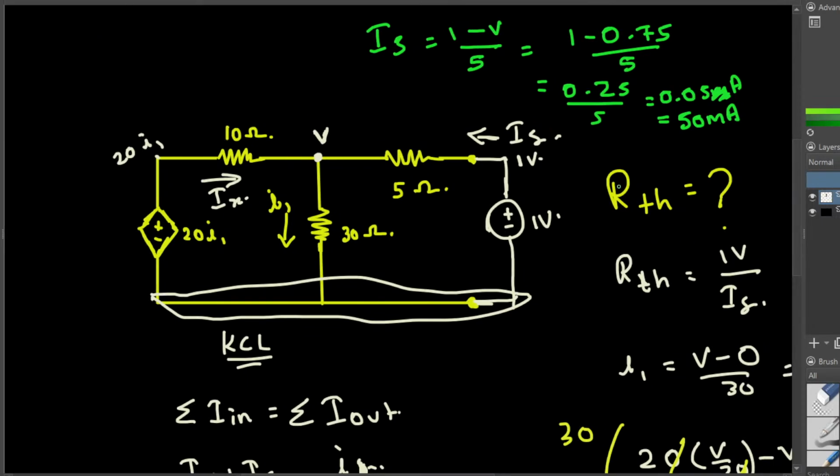So R Thevenin is easy because we have that 1 volt, and IS also we found out using this equation. Now we can plug it into this equation. R Thevenin is equal to 1 divided by IS, and that is 50 milliampere. 1 over 50. 50 milli becomes kilo when it goes to the top, so this is going to be 1000 divided by 50, that's equal to 20 ohm resistance. That's our R Thevenin.